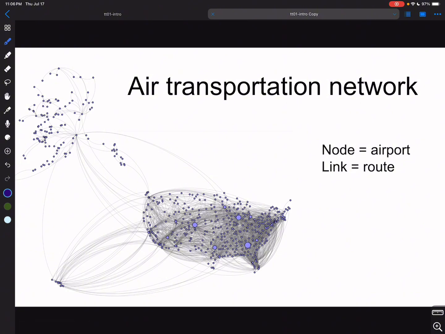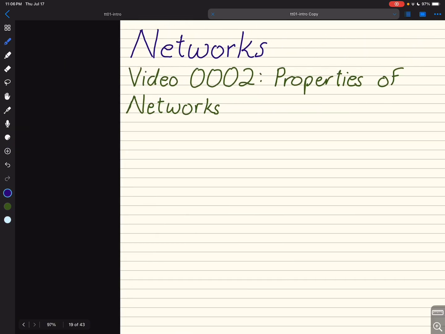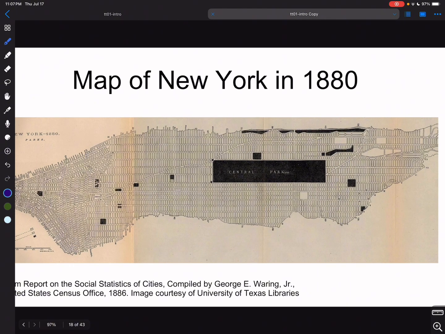Air transportation networks, so that would be airports that have a flight from one airport to another airport. And more examples. I think that hopefully makes it clear what networks are. And in the next video, we'll start talking about properties of networks, the properties that we will be interested in studying in this class.